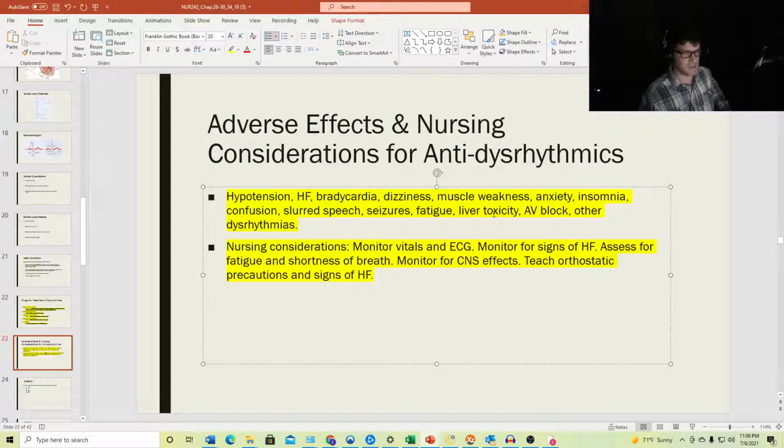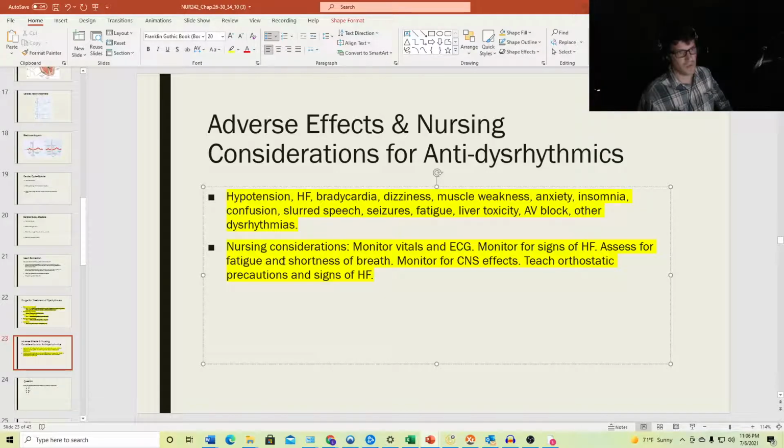Liver toxicity, well, what doesn't hurt your liver anymore? AV block, just remember that, and other dysrhythmia as well. If you're using something that's going to fix one dysrhythmia, chances are it could also cause another one. You might go from one end to the other and skip over normal. So just think about that for adverse effects.